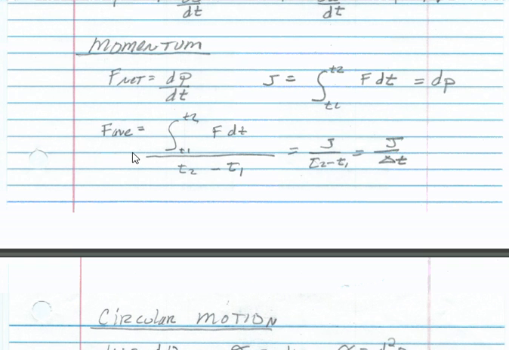Now what about getting average force? Well, using the mean value theorem again, we take the integral of force dt from t1 to t2, and of course divided by t2 minus t1. We'll essentially get the change in momentum with respect to time.